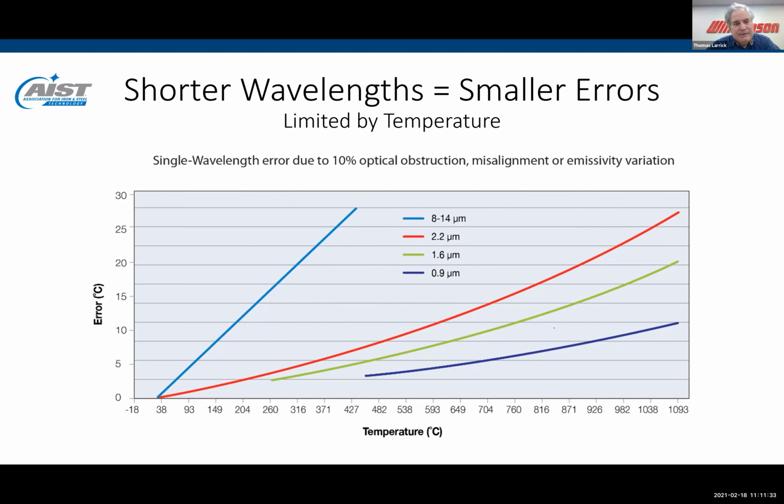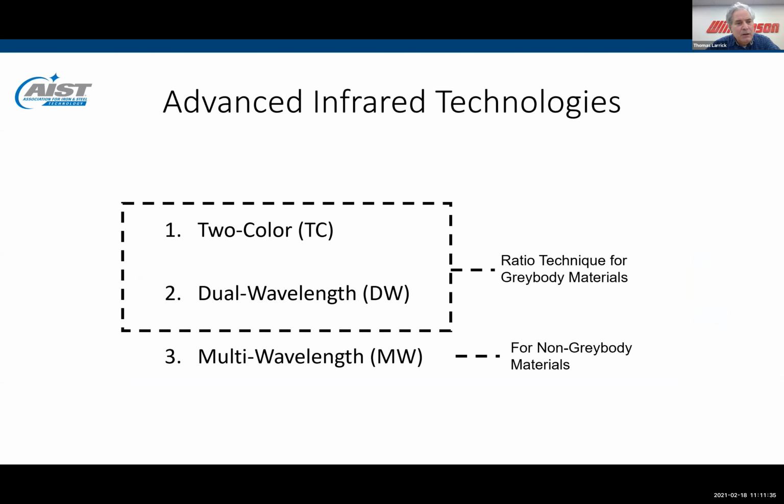But what happens if the emissivity variation or an optical obstruction is too great and your errors become too large? Then we have to move to one of these advanced infrared technologies because these are able to compensate for emissivity variation. There are three advanced infrared technologies: two-color, dual wavelength, and multi-wavelength.